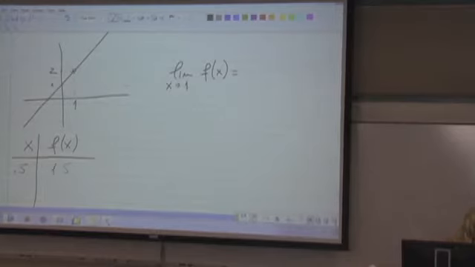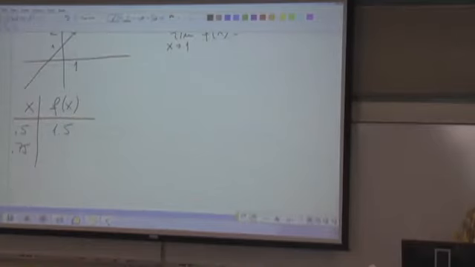1.5. 0.75. What's f of 0.75? 1.75. 0.9. 1.9. 0.99. 1.99. Do you see where things are going?